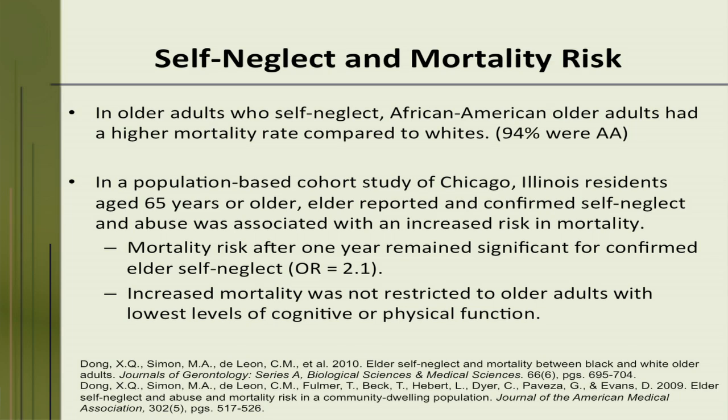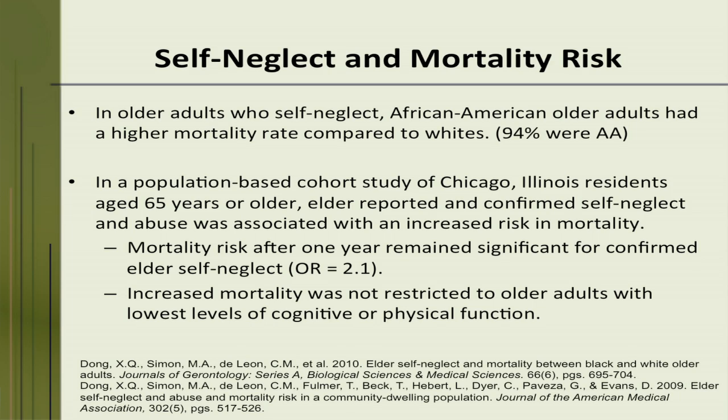But with the self-neglect, what we actually saw was that within the first year, the mortality rate was 6-fold, which means it was 600% higher within the first year. So the likelihood of an older adult reported to Adult Protective Services for self-neglect, they were six times more likely to die within that first year compared to non-self-neglecting older adults. And after the first year, that figure dropped down to 2.1, which remains significant throughout the extent of the study.